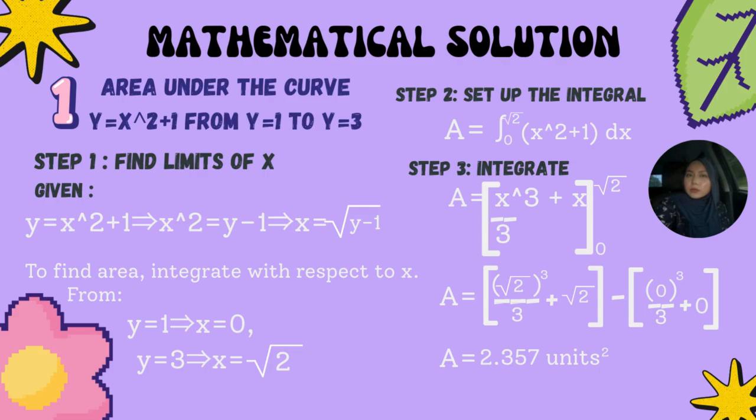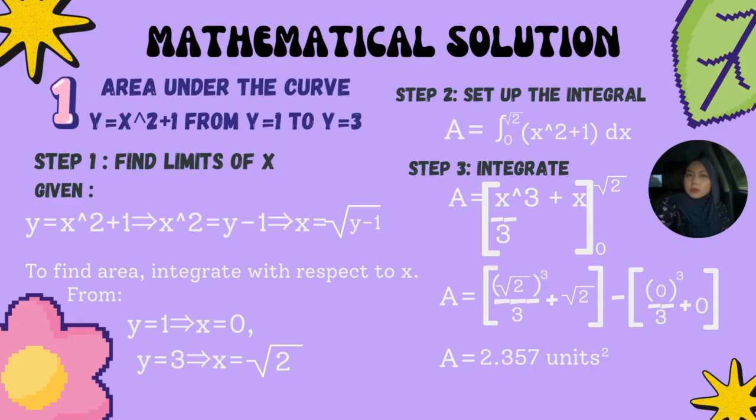Step 2, we set up the integral. A equals the integral from 0 to square root of 2 of (x squared plus 1) dx. Step 3, we integrate using the limits from step 2. So A equals [x cubed divided by 3 plus x] from 0 to square root of 2.